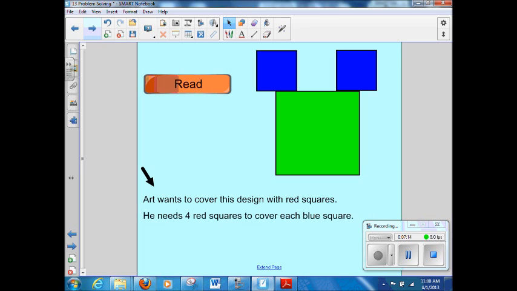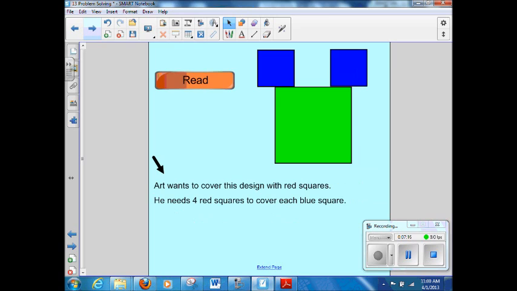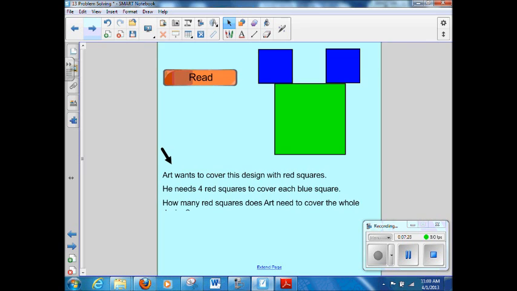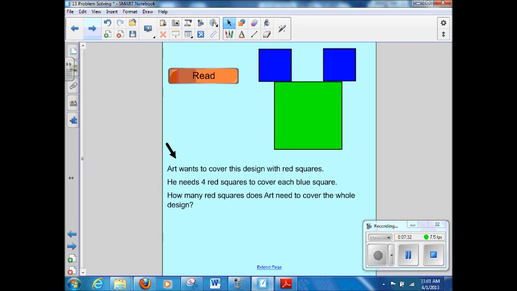Let's read a little further. He needs 4 red squares to cover each blue square. Oh, 4 red squares cover 1 blue square. How many red squares does Art need to cover the whole design? Okay, I think I've read it now. I want to know how many red squares are going to cover the whole design.